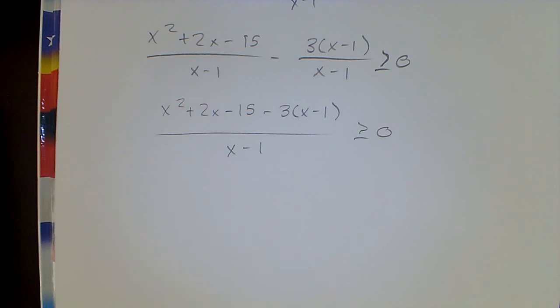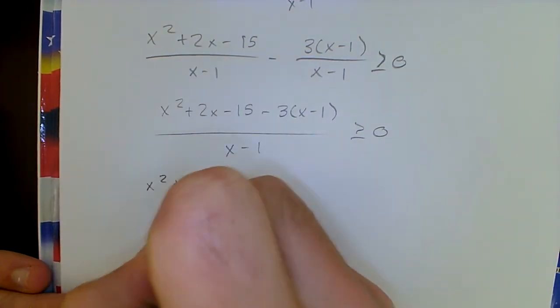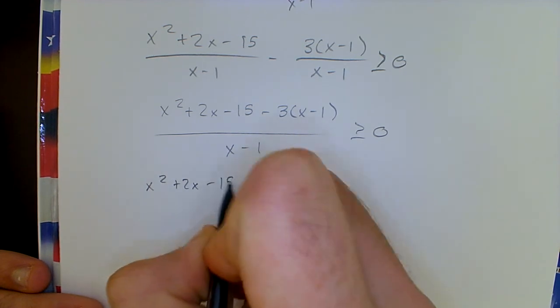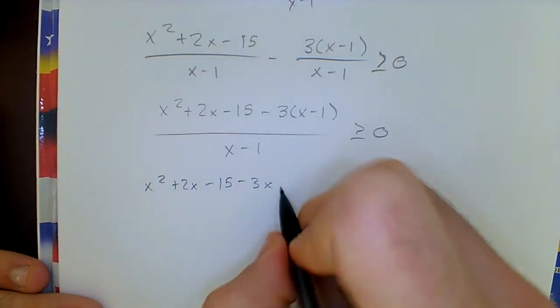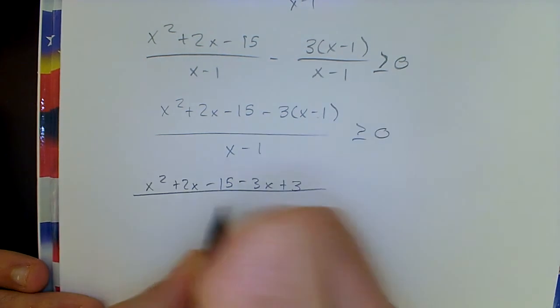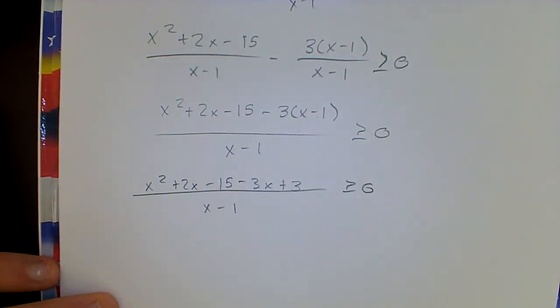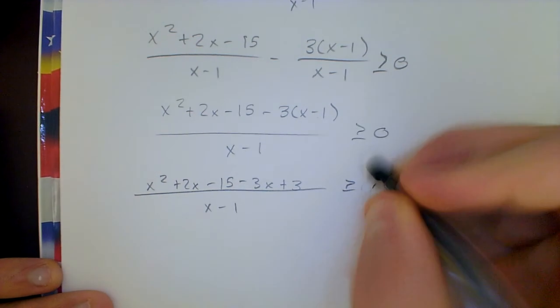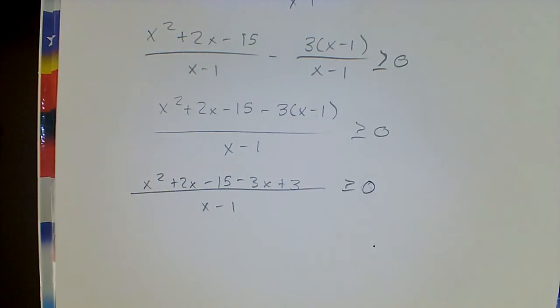Okay. So now we're going to simplify the numerator here. So this is x squared plus 2x minus 15 minus 3x, and then minus 3 times minus 1 is positive 3. Divided by x minus 1 is greater than or equal to 0.